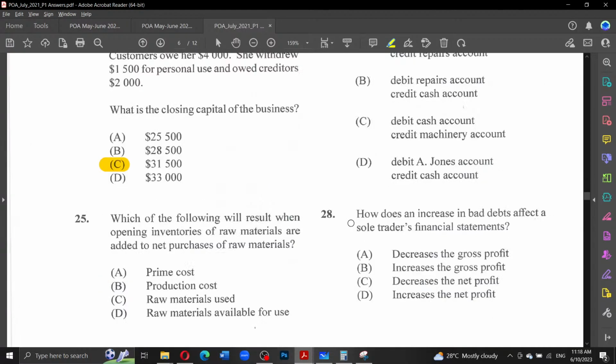Which of the following will result when opening inventories of raw material are added to net purchases of raw material? So this here is cost of raw material available for use.